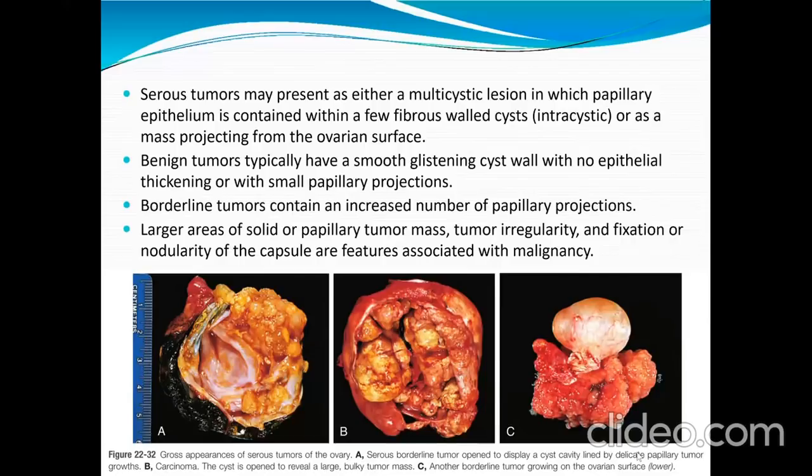Benign tumors typically have a smooth glistening cyst wall with no epithelial thickening or with small papillary projections. Borderline tumors contain an increased number of papillary projections. Larger areas of solid or papillary tumor mass, tumor irregularity and fixation or nodularity of the capsule are features associated with malignancy.